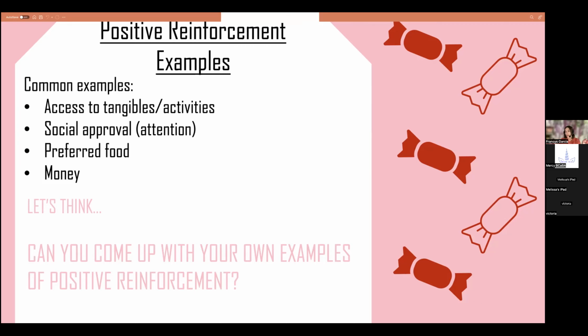Social approval, which in quotation is attention. Somebody giving you attention. It could be a hug. It could be tickles. It could be praise. Good job. You did it. All of those are forms of attention, social approval.